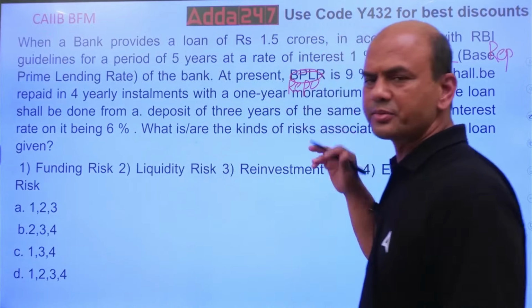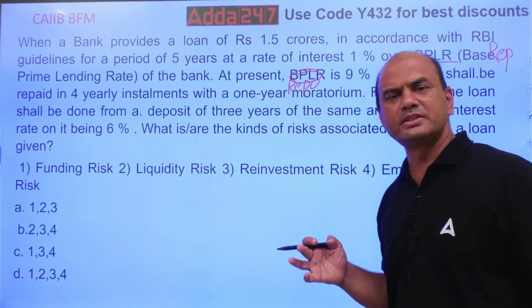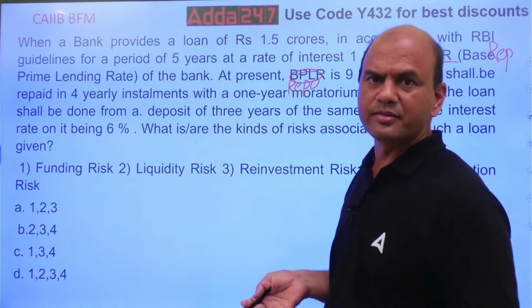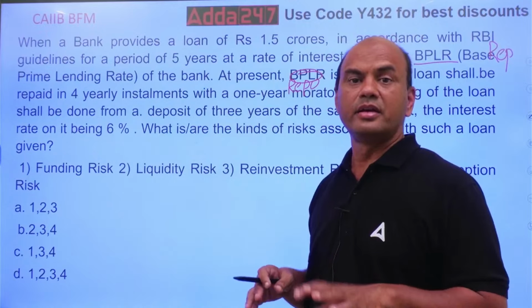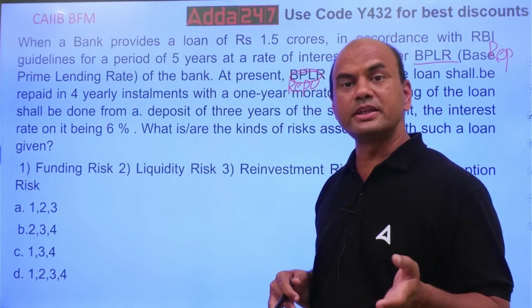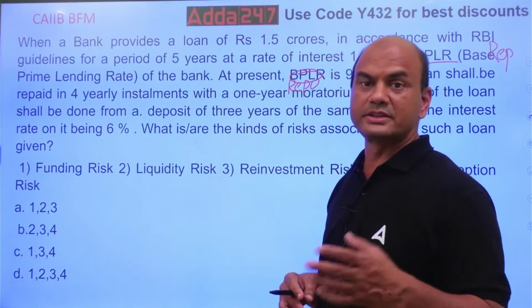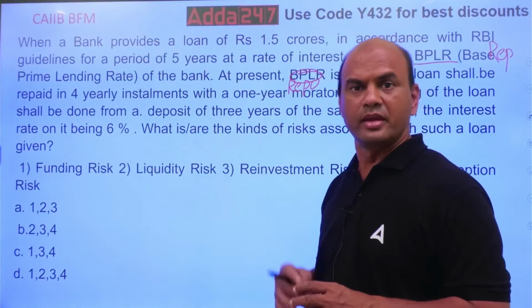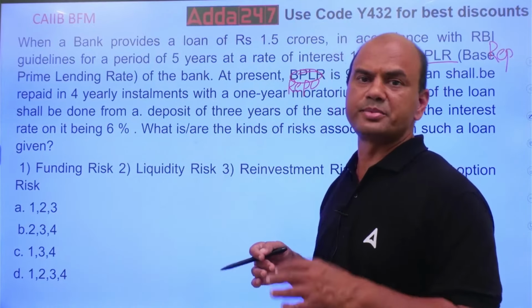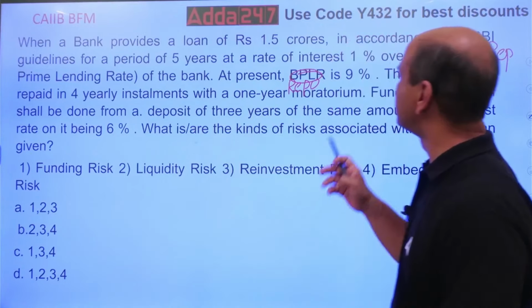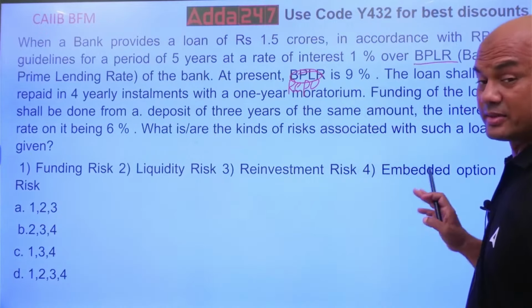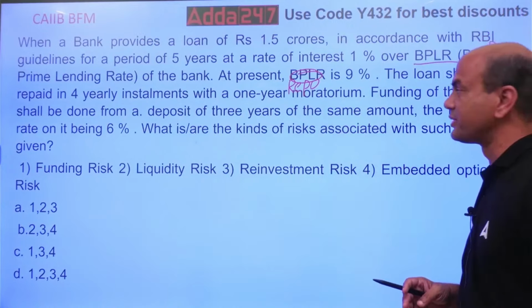Here, there are two types of rates. One is repo and second is MCLR. MCLR is internal rate. This repo is external, EBLR we call it, external benchmark. MCLR is internal benchmark. You can call it anything. Okay. So at present, let's say the repo is at 9%.